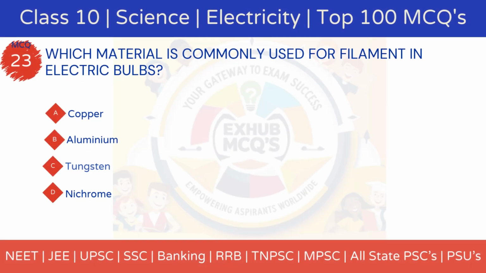MCQ 23. Which material is commonly used for filaments in electric bulbs? Option A, copper. Option B, aluminium. Option C, tungsten. Option D, nichrome.